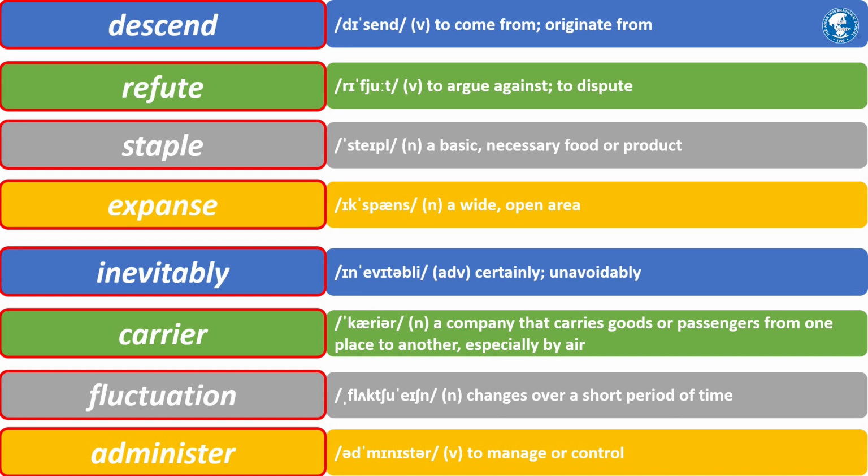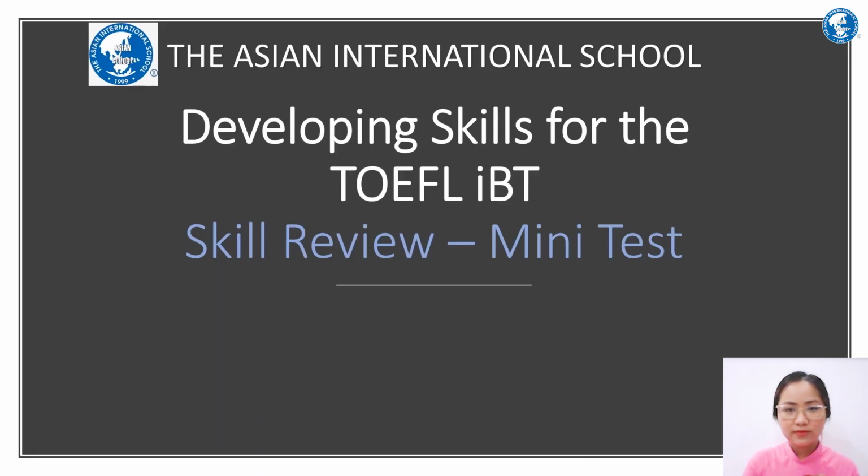Now, let's go through the words together. Descend, refute, staple, expanse, inevitably, carrier, fluctuation, administer. You're gonna have 5 minutes to copy down these words into your notebook. Today's lesson is all about reviewing and practicing, so I hope you are all well prepared for this.